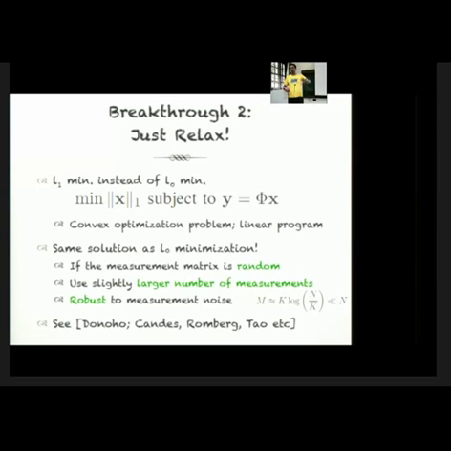So that's good. I know I can solve this problem, but then I didn't solve the problem of finding the sparse solution. So what good is that solution? That's where this breakthrough comes in. Amazingly enough, it turns out that under certain conditions, solving this problem will give you the same solution as the L0 minimization problem. Okay? So what are some of those conditions?